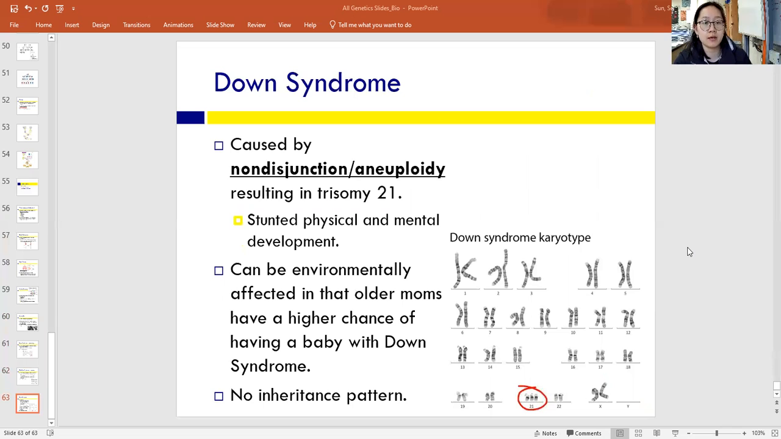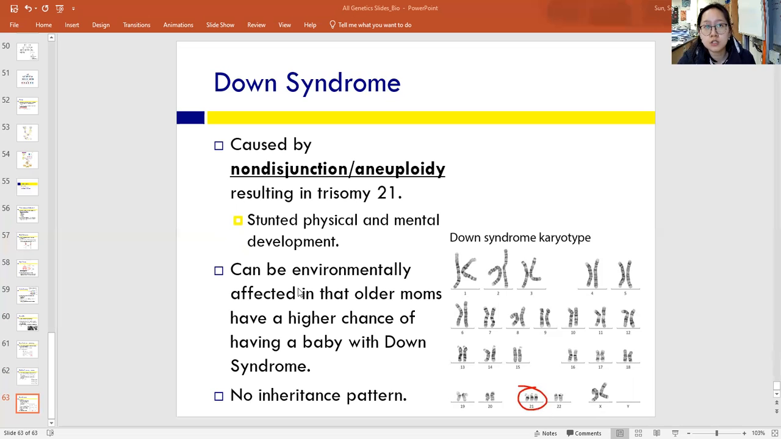The last one we're going to talk about is Down syndrome. Down syndrome is actually pretty common. People generally know about it, and it is caused by a non-disjunction or aneuploidy as well. It results in trisomy 21, which, tri means 3, right? It means you have 3 chromosome 21s instead of the normal 2. You might think, if you have an extra, it's not really a big deal. But actually, it causes a lot of issues, including complete stunted physical and mental development. And it can be environmentally affected too.